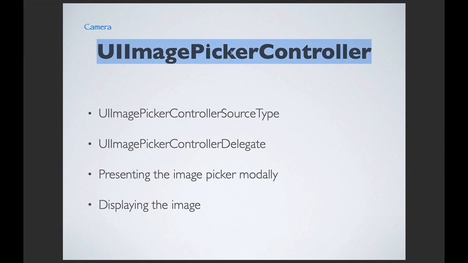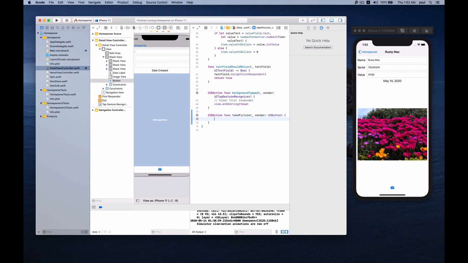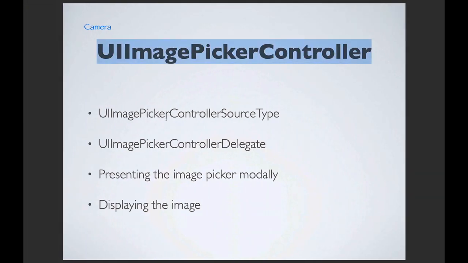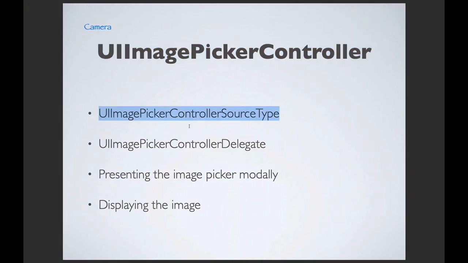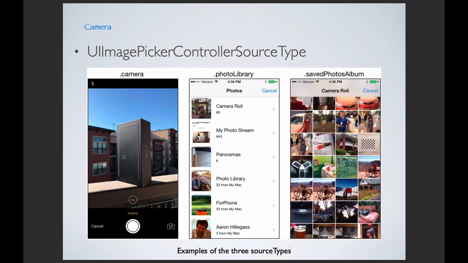UIImagePickerController. In the takePicture method, you will instantiate a UIImagePickerController and present it on the screen. When creating an instance of UIImagePickerController, you must set its source type property and assign it to a delegate. UIImagePickerController source type. The source type constant tells the image picker where to get images. It has three possible values: camera, photo library, and saved photos album.